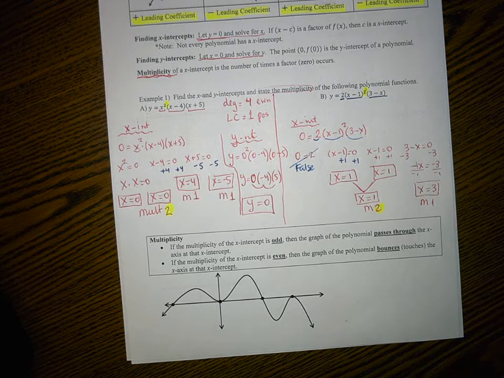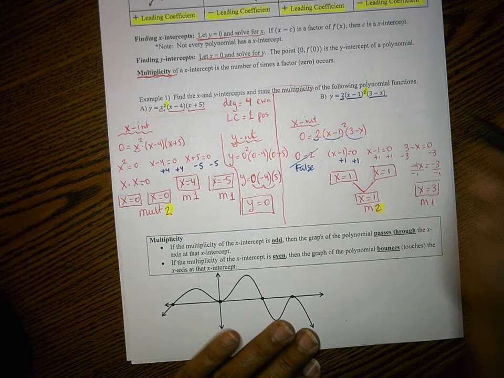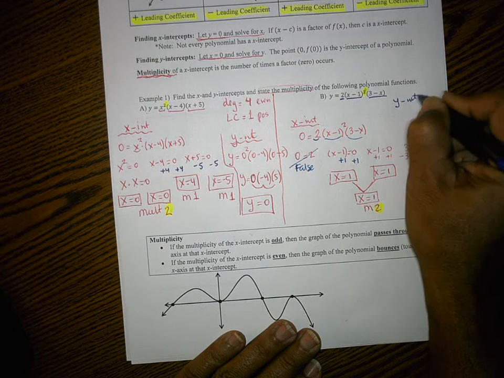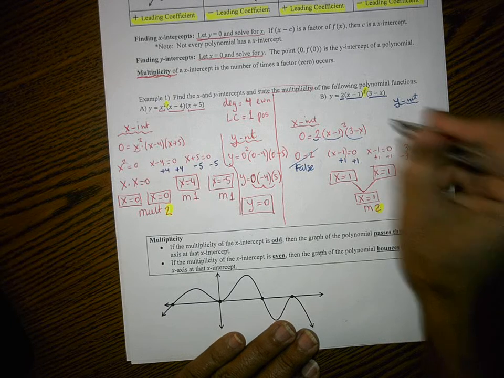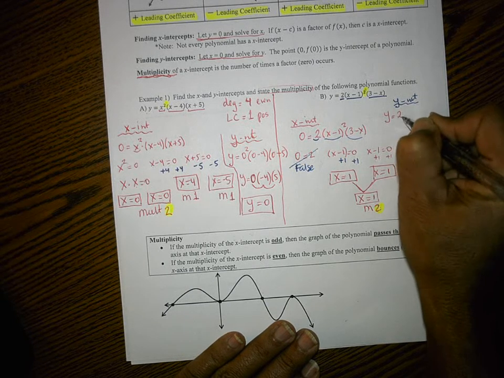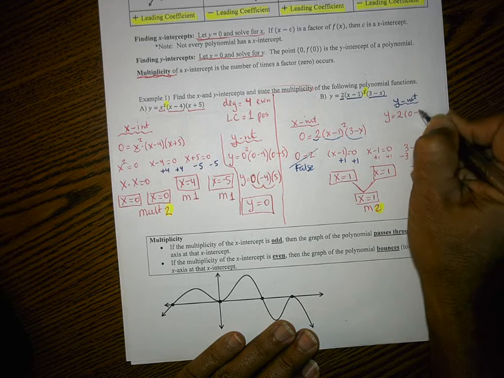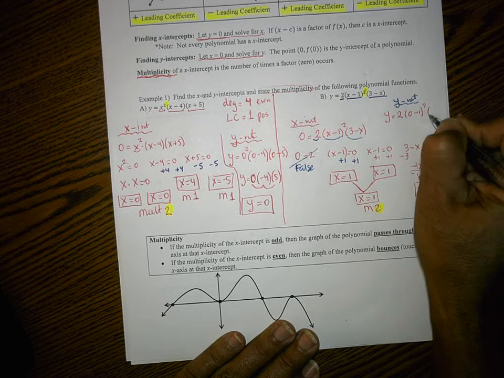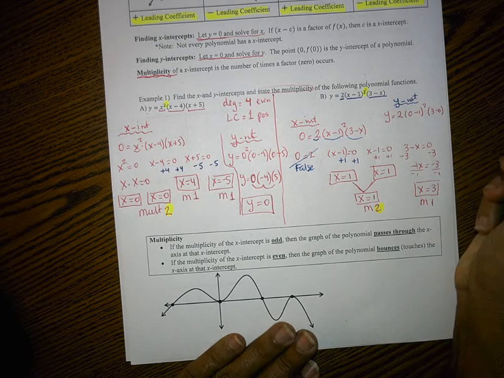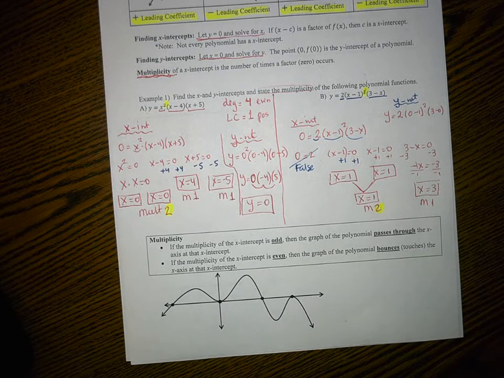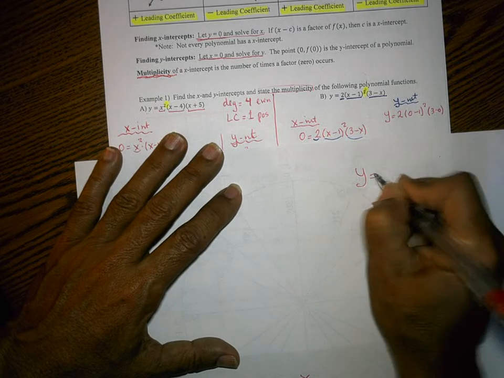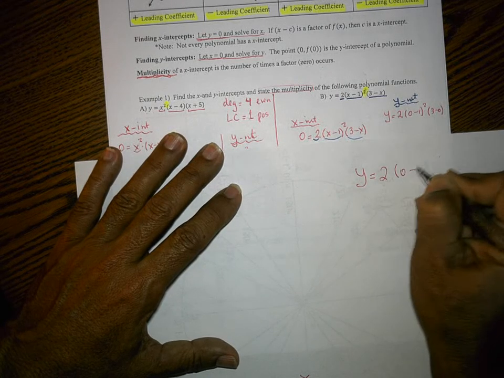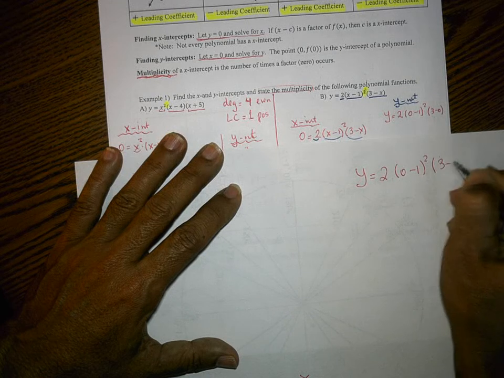Now, what are we missing? The y-intercept. So if I want the y, let me do it in blue right here, the y-intercept. If I want the y, I'm going to set the x to be zeros. Okay, y equals 2 times 0 minus 1 squared and 3 minus 0. Okay, let me move to another piece of paper because I can't handle working on small spaces like that. So I have y equals 2 times 0 minus 1 squared times 3 minus 0.